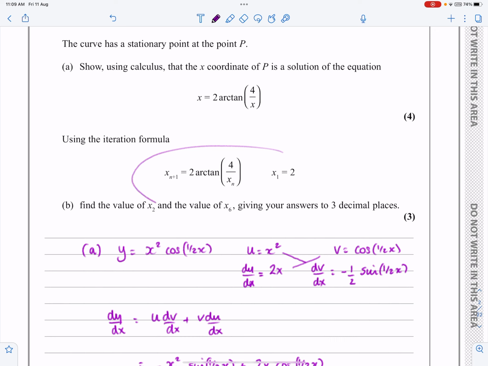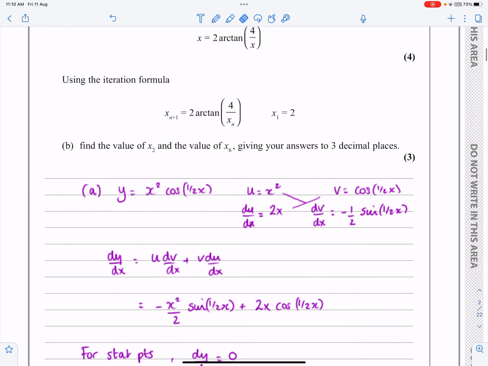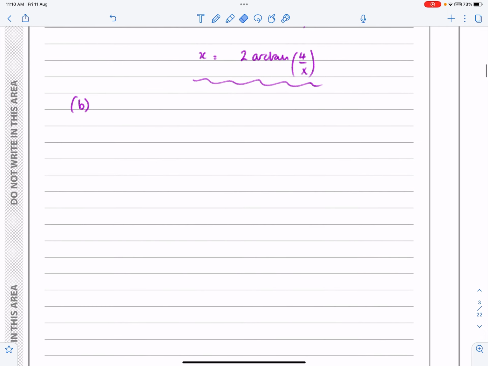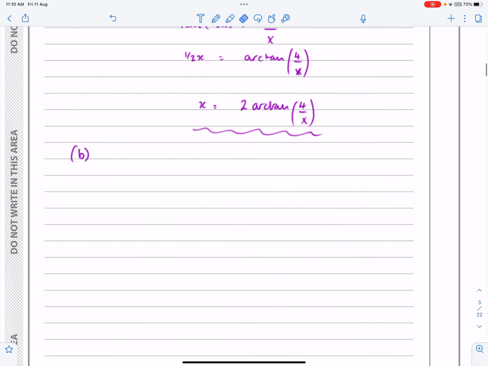So here's a formula. We're going to be starting with x1 equals 2. And what they quite often ask in the exam is they'll ask you for the first value, and then they'll ask you for a value after 3 or 4 iterations of it. I'll show you the way that I set these out. It's entirely up to you what you do. It's 3 marks. So if we're doing this, what I would do is I would say, first of all, I'm going to write down the formula.